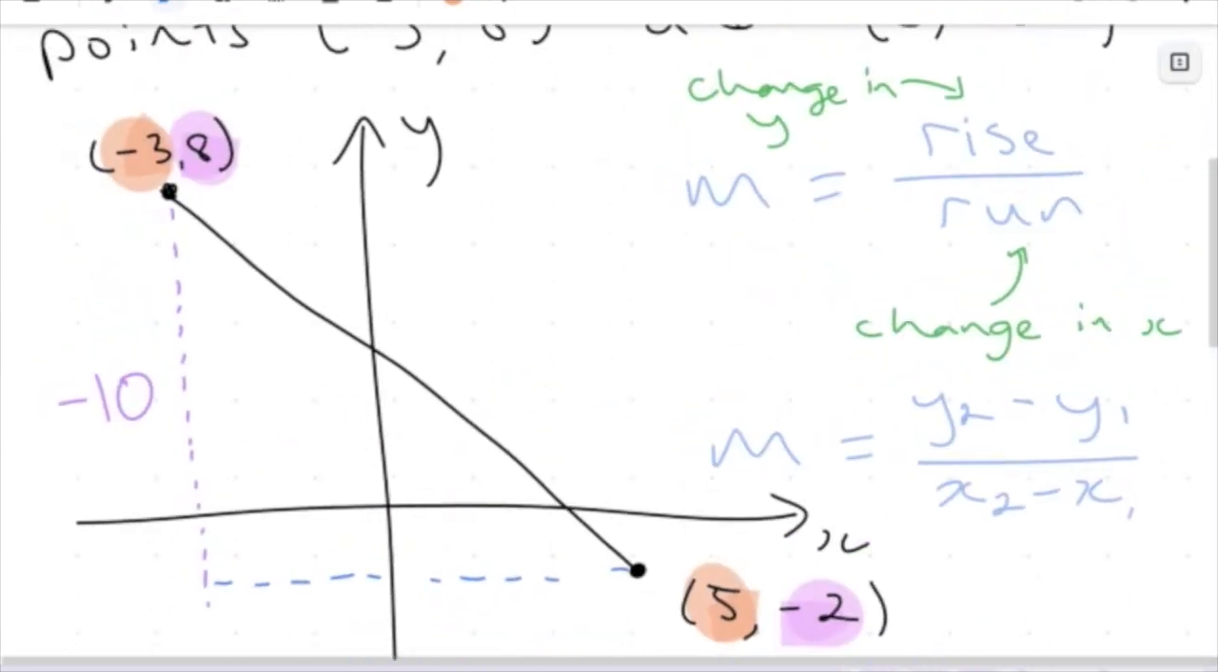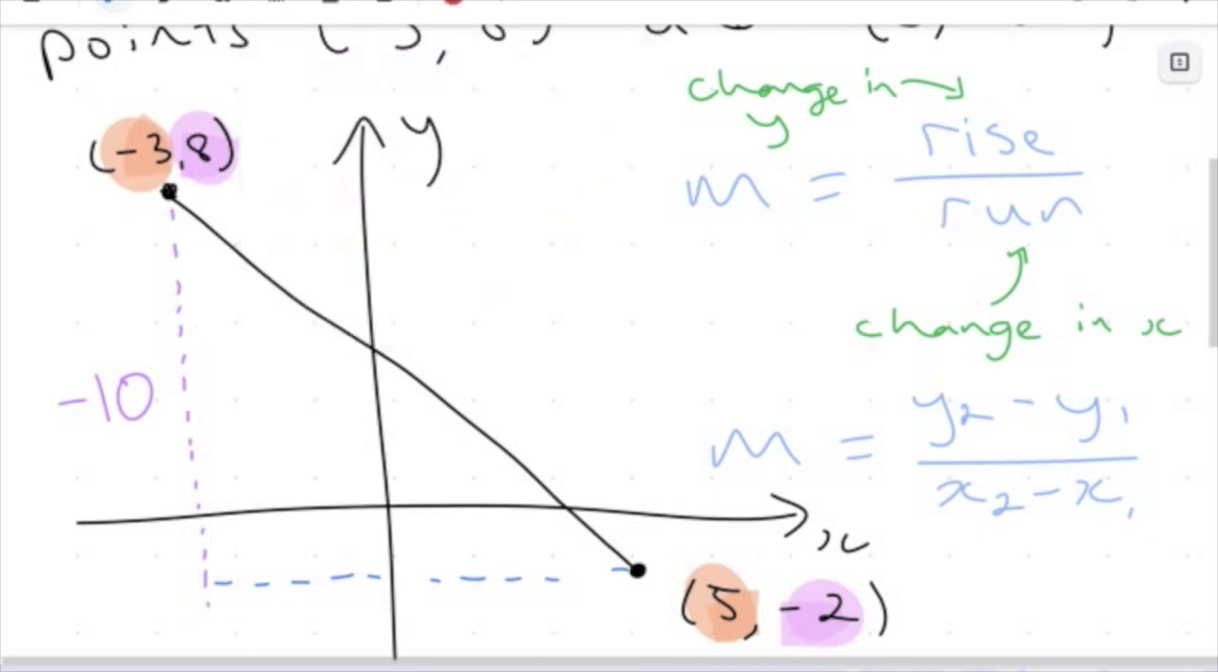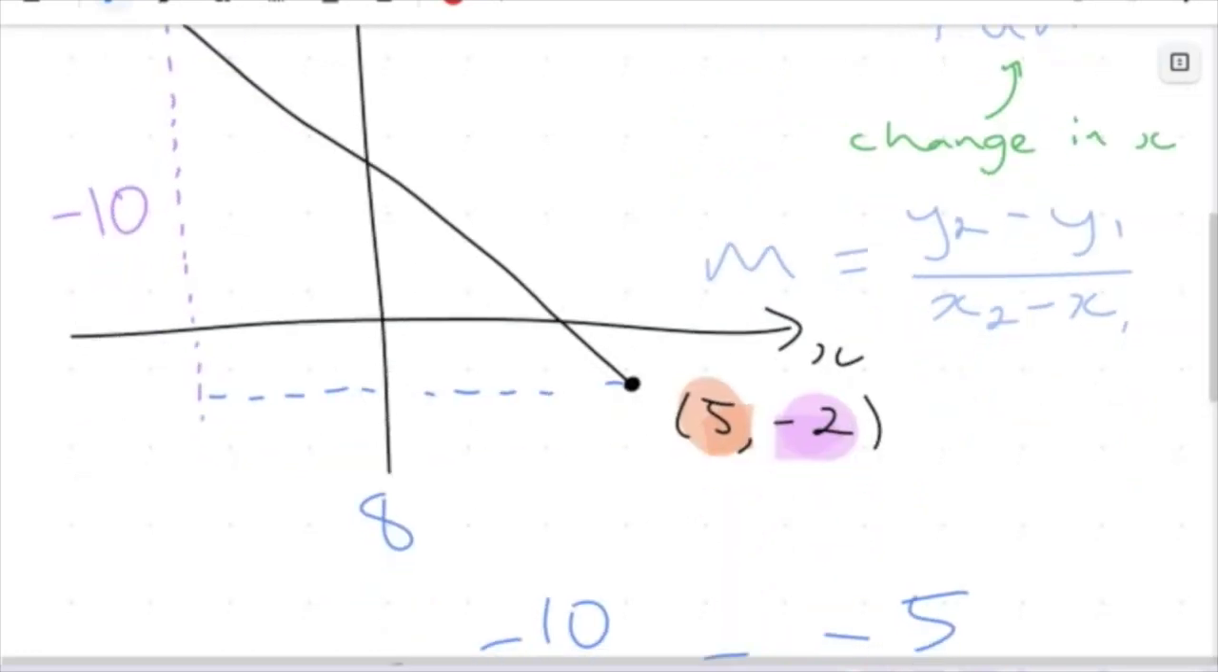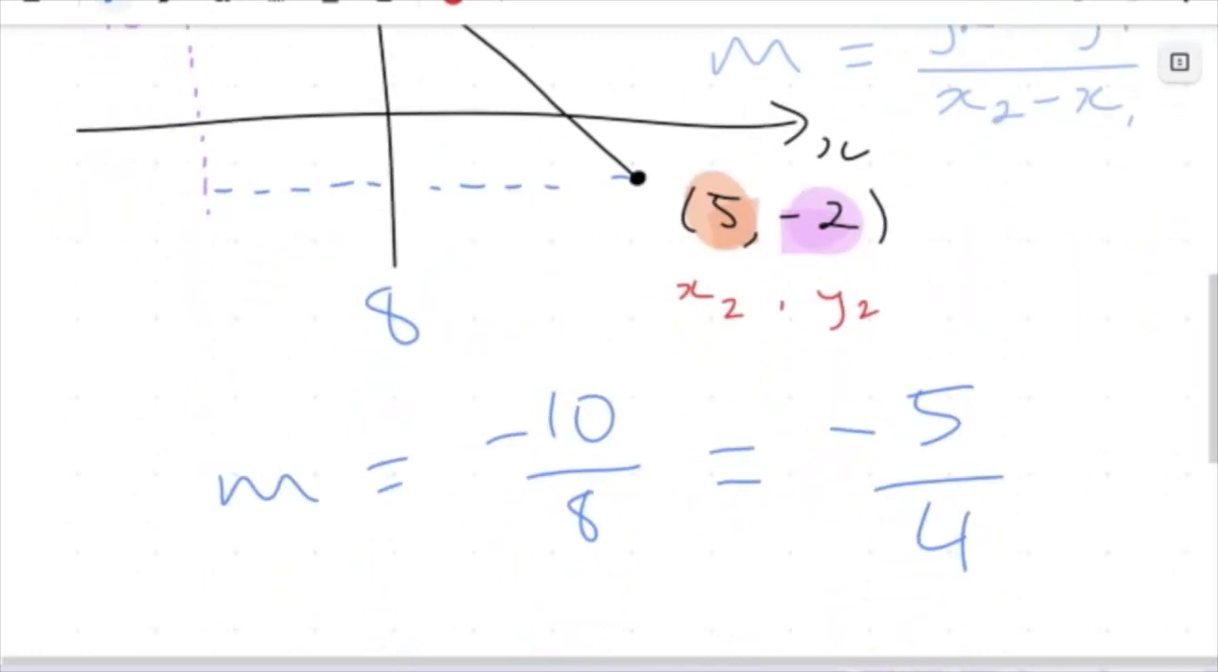So let's do this exact same question, just in another way. And here we're going to consider these points as x1, y1, and we're going to call these x2, y2. And we're going to see if we get the exact same answer.